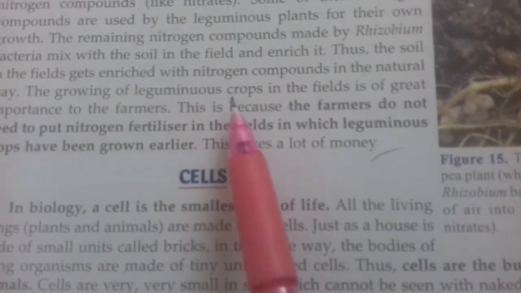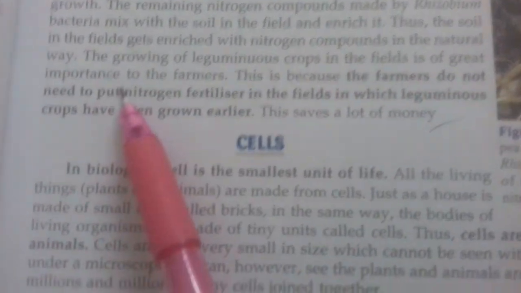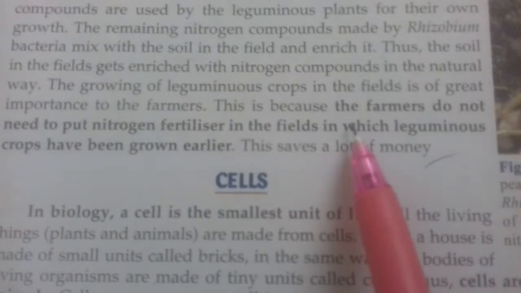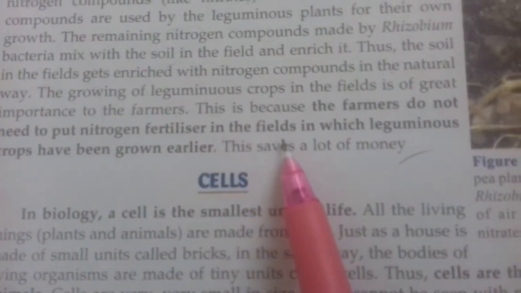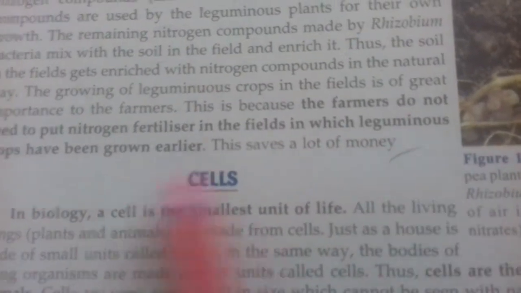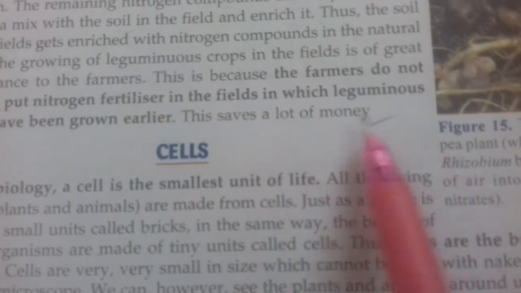The growing of leguminous crops in the field is of great importance to the farmers. This is because the farmers do not need to put nitrogen fertilizer in the field in which the leguminous crop has been grown earlier. This saves a lot of money.